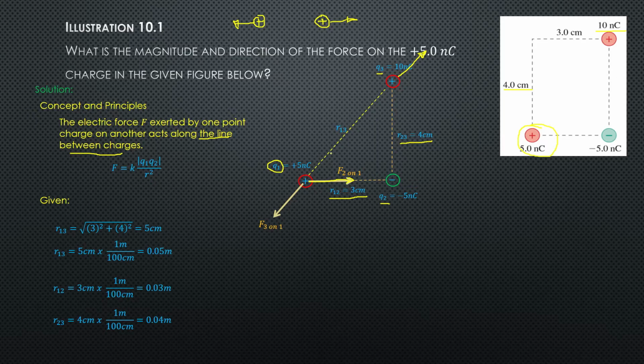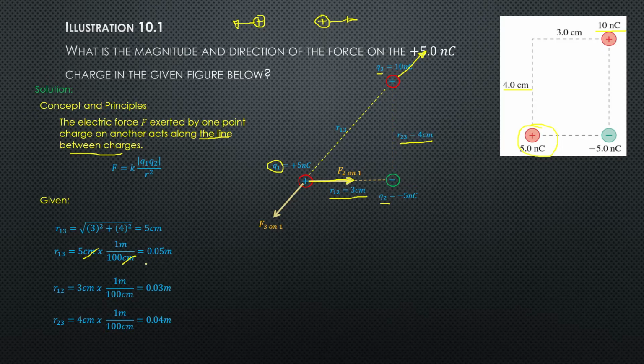Now, solving for the distance between charge 1 and charge 2 by the Pythagorean theorem, this is a right triangle, so that becomes the hypotenuse. The distance between charge 1 and charge 2 will be the square root of 3 squared plus 4 squared, which is 5 centimeters. That value will be converted to meters, multiplied by 1 meter per 100 centimeters. The unit centimeter is eliminated, and that has a value of 0.05 meters.